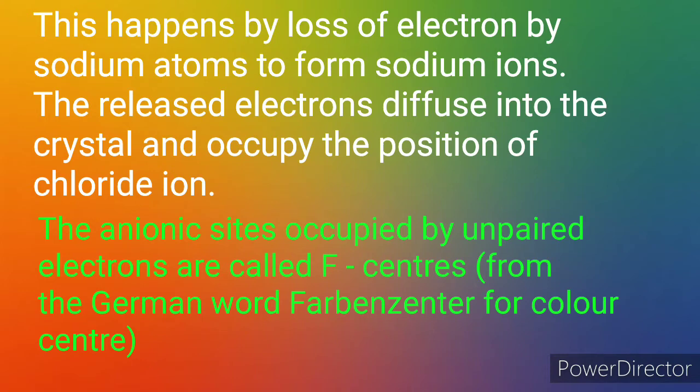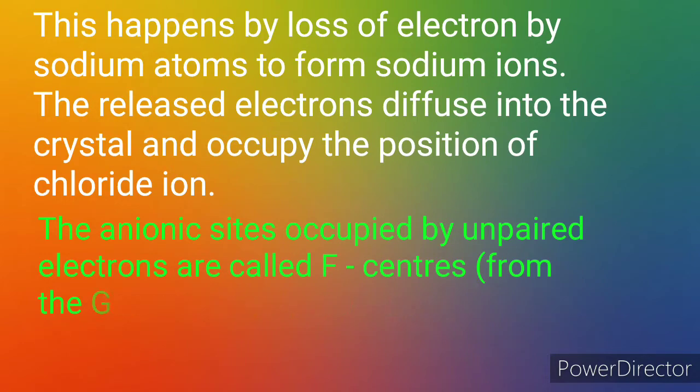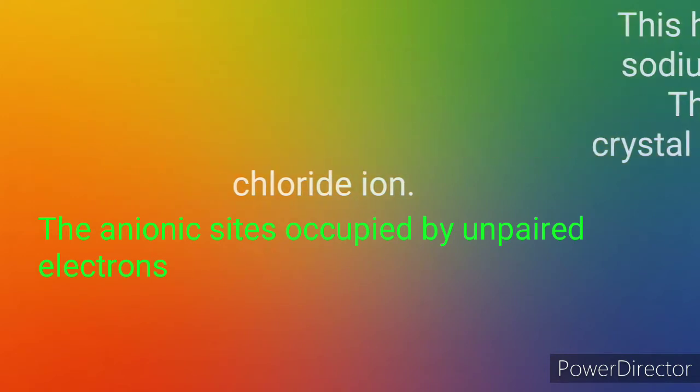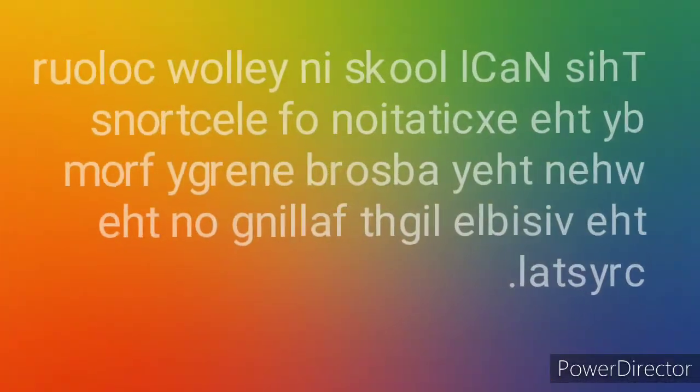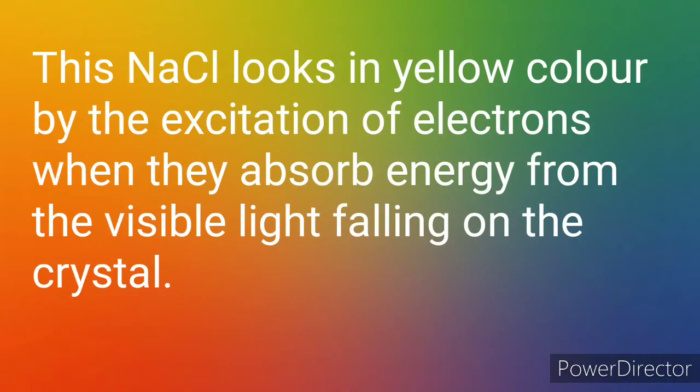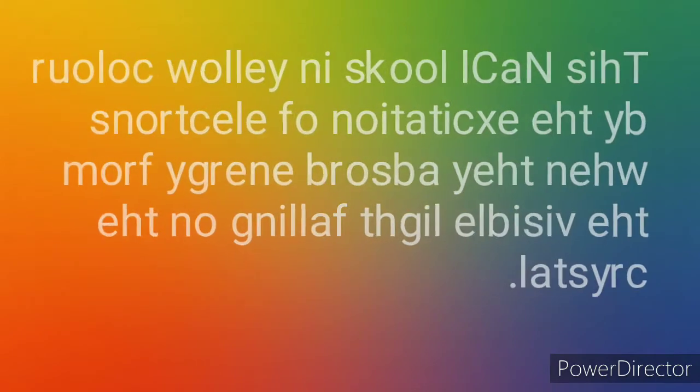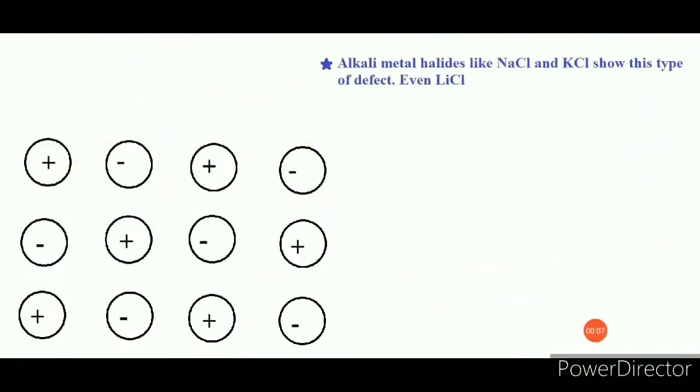Anionic sites occupied by unpaired electrons are called F centers, from the German word Farben-Center for color center. They impart yellow color to the crystal of NaCl. The color results from the excitation of these unpaired electrons when they absorb energy from the visible region. This can be easily explained through this small video.